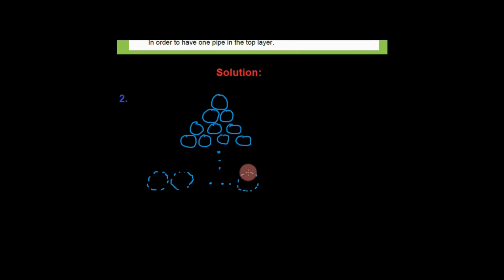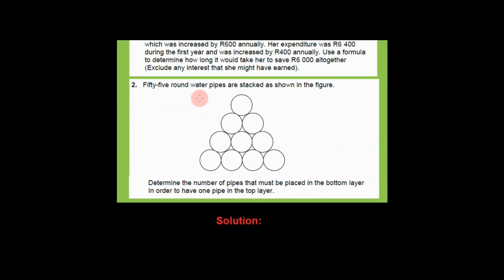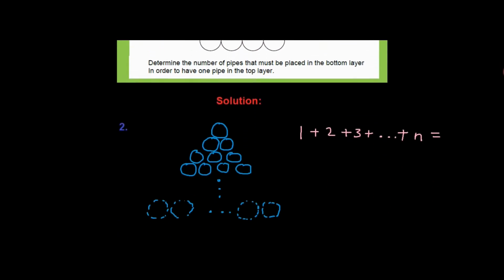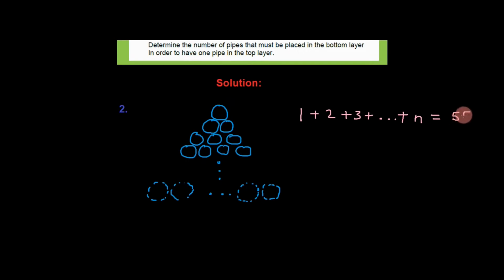So we can always start by drawing a sketch where possible. We can set up a series as follows. In the first or the top layer there's 1 pipe. In the second one from the top there are 2 pipes, then 3 pipes, and we can let the number of pipes in the bottom layer be n. But this must all add up to 55. In other words, we must have a total of 55 pipes.